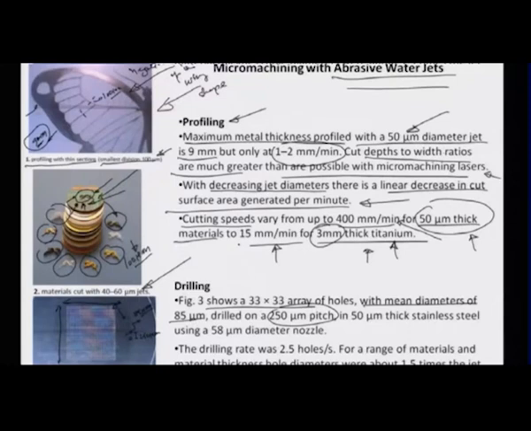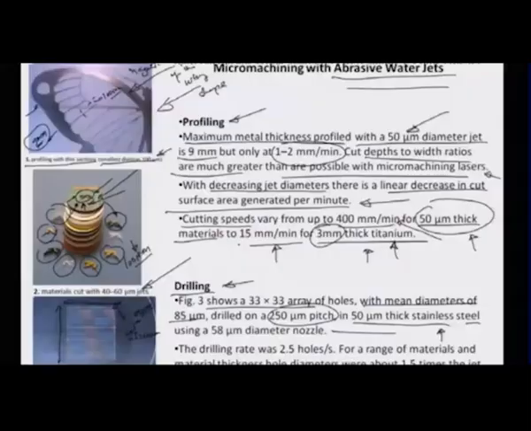This is an example of drilling using abrasive water jet micro machining processes, and this is actually done in a 50 micrometer thick stainless steel. You can think of it that the power of the jet is so enormous in this particular case that even a very high strength material like stainless steel is being corroded easily by this process, and this particular process uses about 58 microns or so in terms of the nozzle diameter.